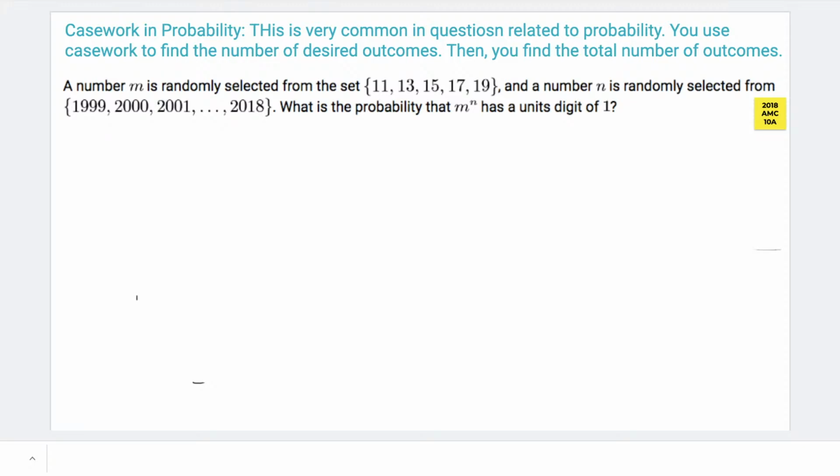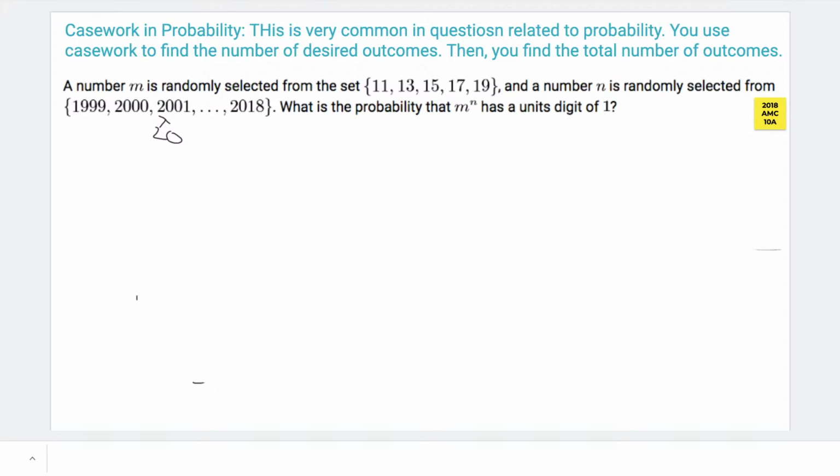So a number m is randomly selected from the set 11, 13, 15, 17, 19, and the number n is randomly selected from 1999, 2000, all the way to 2018. Now, what is the probability that m to the power of n has a units digit of 1? So the first thing to realize is that 1999 all the way to 2018 has 20 numbers. And we know that this is 5. So the easiest thing to do, we're going to take each number here and use some casework.